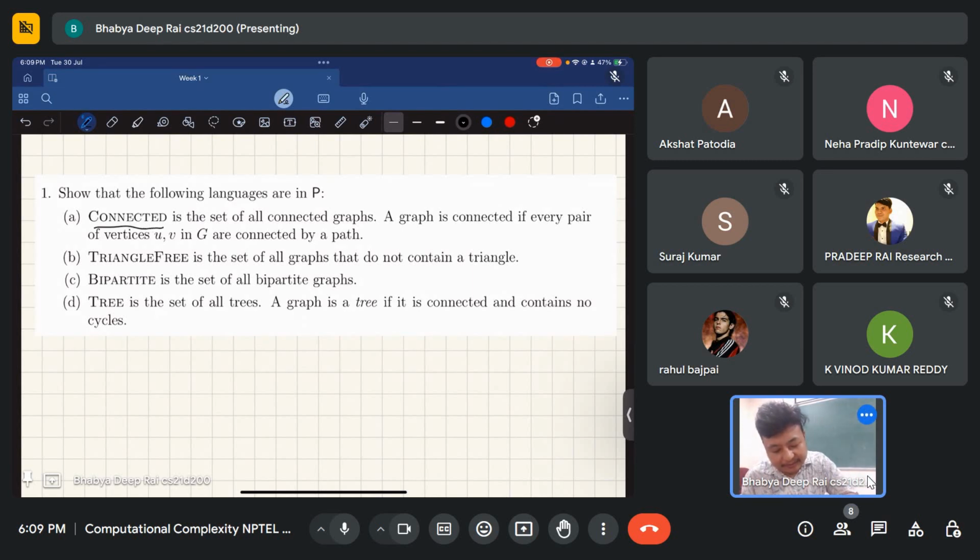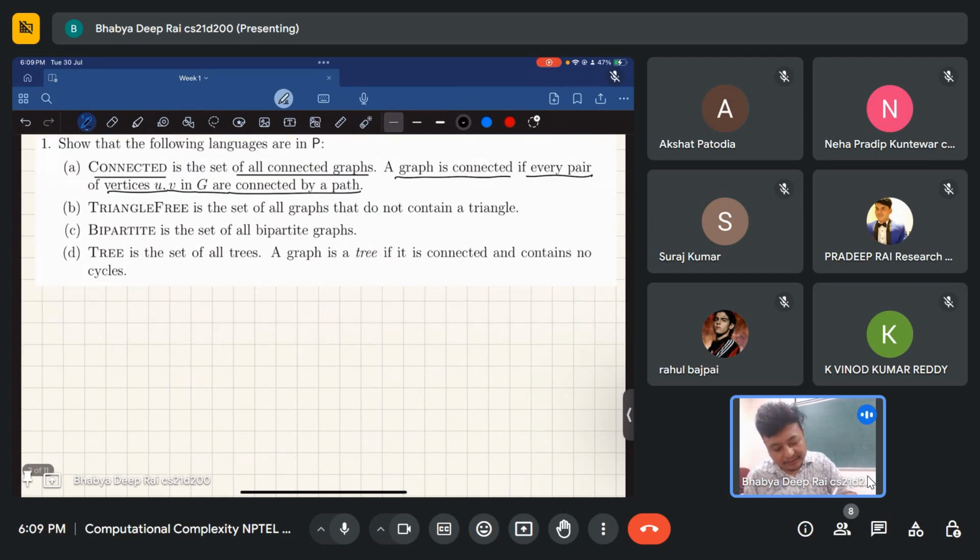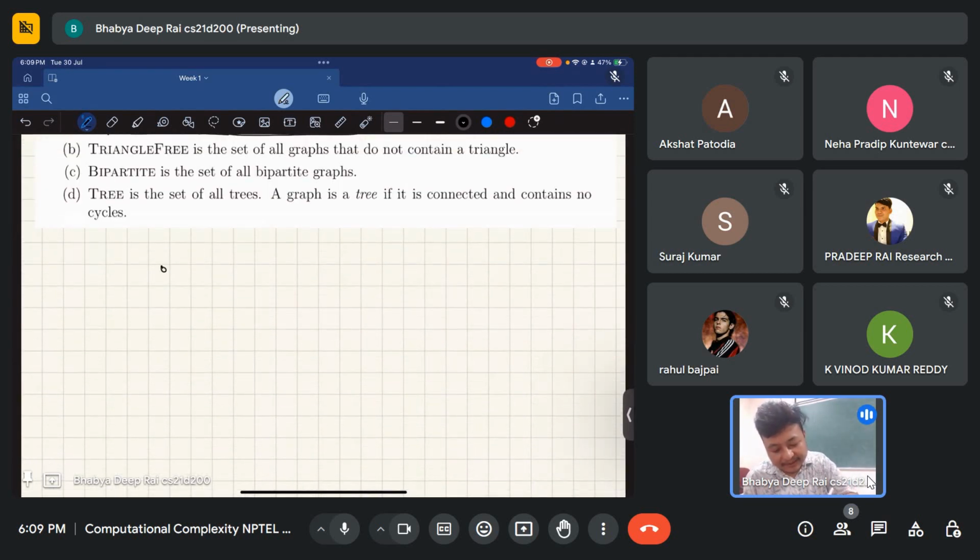The first language is called connected, which is the set of all connected graphs. Okay, what is a connected graph? A graph is connected if every pair of vertices u, v in G are connected by a path. For example, we all know what a graph is. It consists of vertices, and there are edges between the vertices. In case someone does not know what a graph is, this is what a graph looks like.